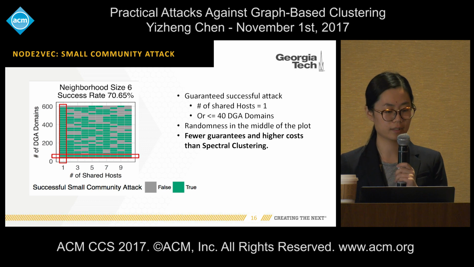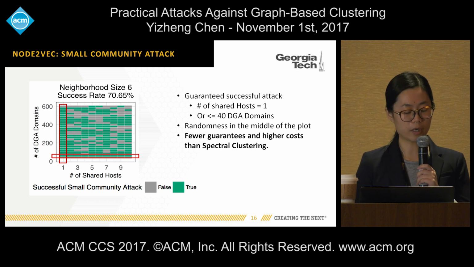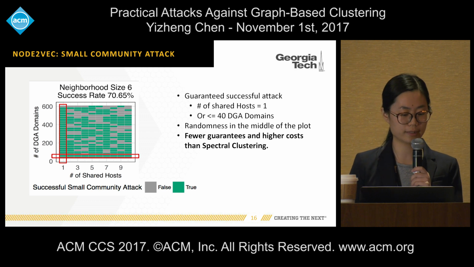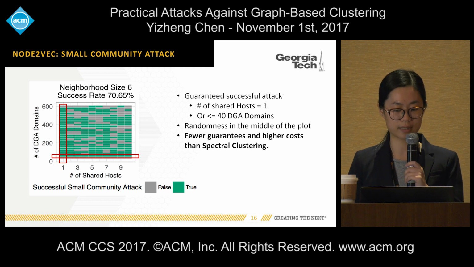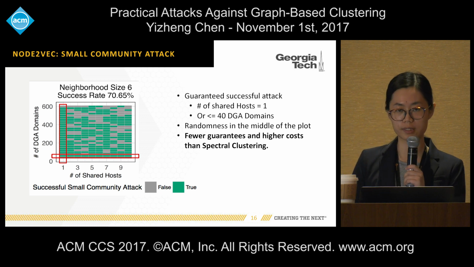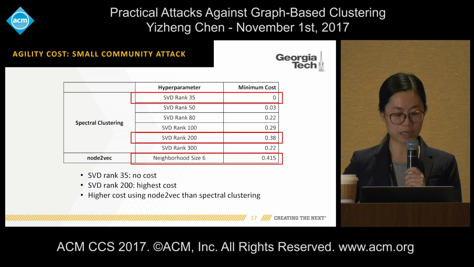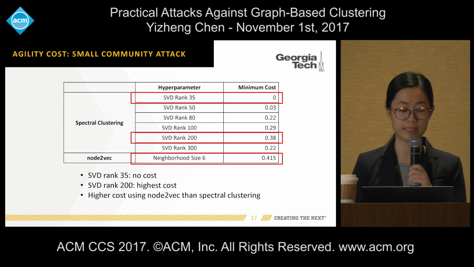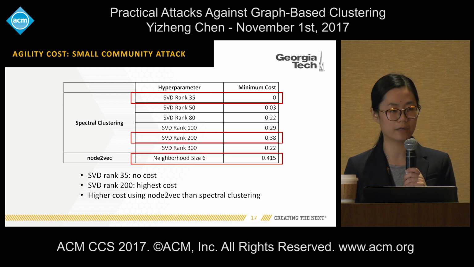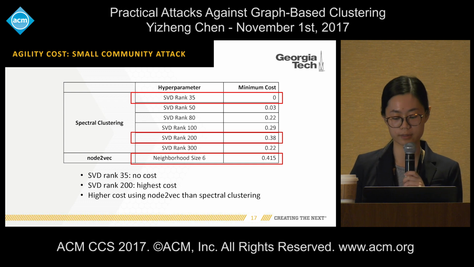In the remaining part of the plot, there is a lot of randomness. This is due to the fact that neighborhood sampling is random in Node2Vec. If this sampling is good, then the small community attack fails. If we're unlucky and neighborhoods are not represented well by the sampling, then the small community attack succeeds. Because of the randomness, we conclude that Node2Vec has fewer guarantees against a small community attack and incurs a higher cost than spectral clustering. To look at the cost in detail, we used our density cost definition. We conducted those cost experiments to see what is the minimum graph density decrease in different parameters, in comparison between spectral clustering and Node2Vec.